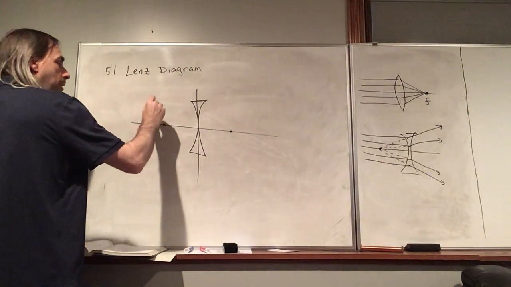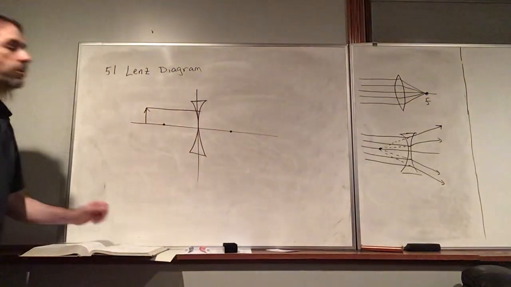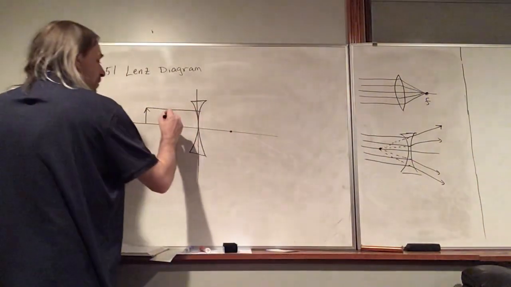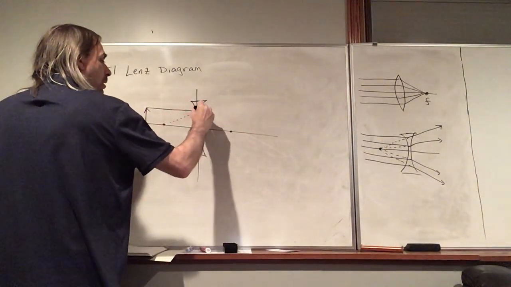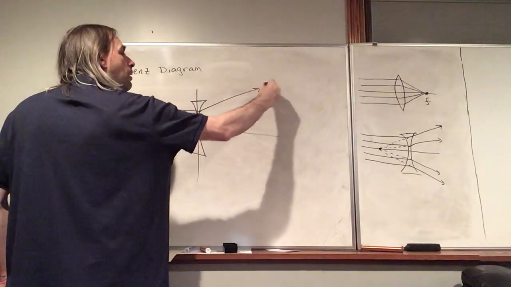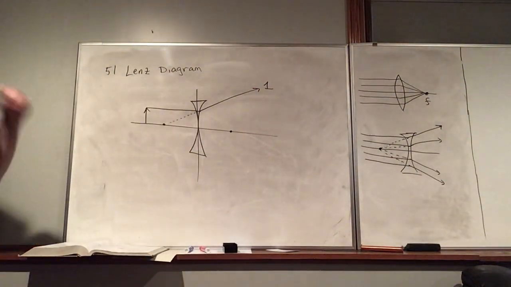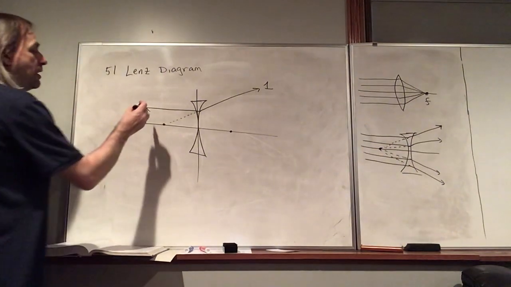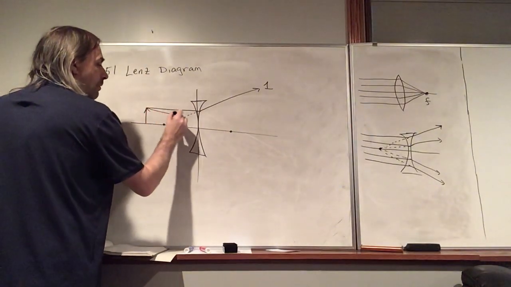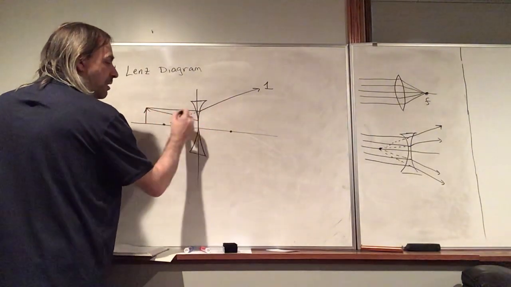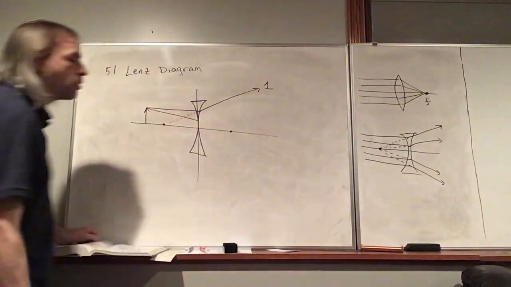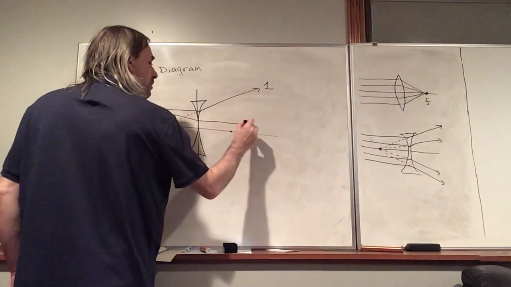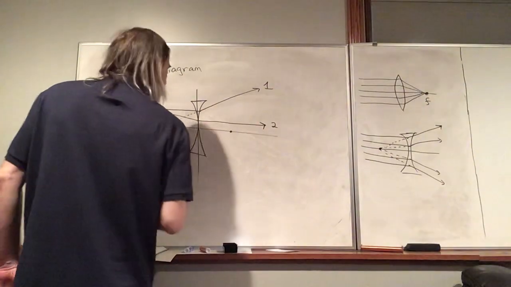And as always, ray 1. We start out parallel to the principal axis. And you can see from the picture, we're going to go away from the focal point on the left. Now, for ray 2, we're going to go towards the focal point. So we're going to go in that direction. So if the lens wasn't there, we'd go through this focal point. Except now it's going to come through parallel to the principal axis. So that is ray 2.